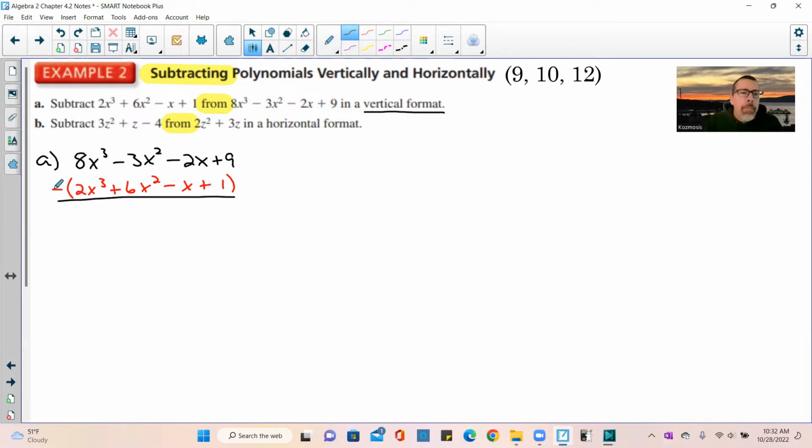So 8 minus 2 is 6x cubed. Negative 3 minus 6 is negative 9x squared. Negative 2 minus a negative means plus. Negative 2 plus 1 is negative 1x, or just negative x. And 9 minus 1 is 8. So I get 6x cubed minus 9x squared minus x plus 8.